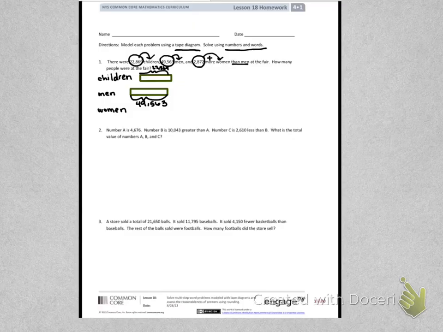So the women are going to need to represent all of the men, which were 49,563. But they have more than the men. In fact, they have 2,872 more. So that's going to be an extra little piece for them, 2,872. And if we look at this all together, this is our total people.